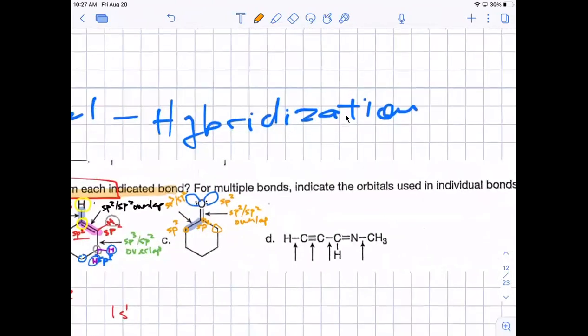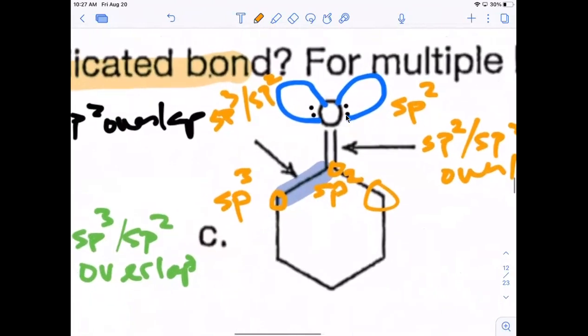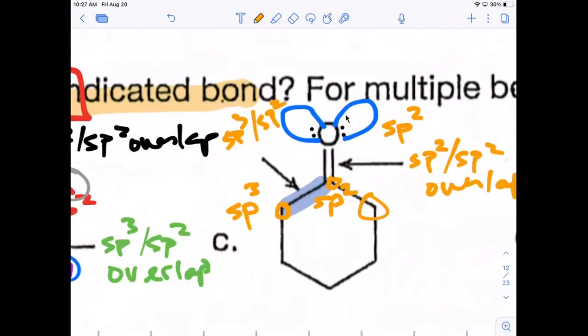Can you explain that one? The one we just did? Yeah, so the terminal carbon right here is sp3. Right? It's got 2 hydrogens on it. So 4 groups, no pi bonds, all sigma bonds. So that's sp3. And then we already established the one here as being sp2. So the bond between them has to be the result of one of the sp3 orbitals on that carbon overlapping with one of the sp2 orbitals on the other carbon.